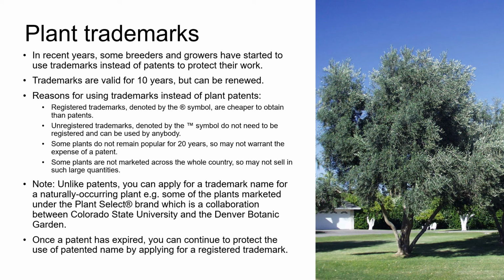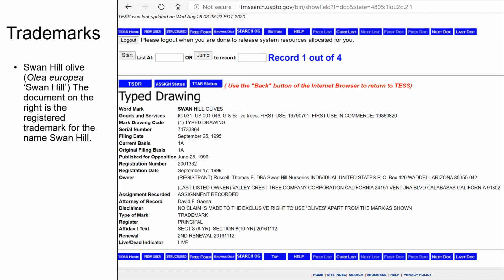Once a patent has expired, some breeders try to continue protecting their use of a plant name by applying for a registered trademark for that previously patented name. In this slide, you can see a copy of the trademark for the name Swan Hill, which is a fruitless olive tree that has been extremely popular as a landscape tree in California since the mid-1970s. This is a tree that was previously patented, and after the patent expired, the nursery has continued to try and protect the name Swan Hill by trademarking these words.